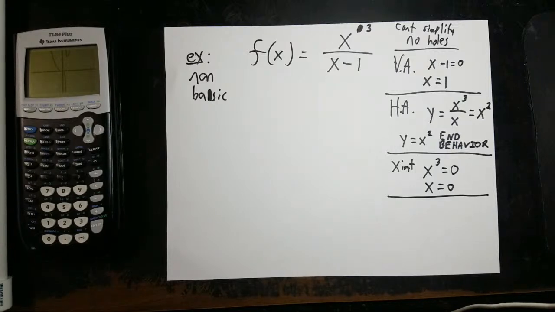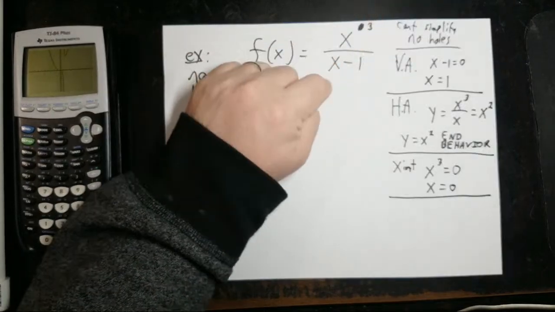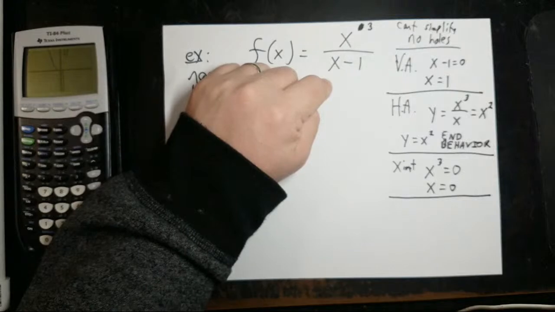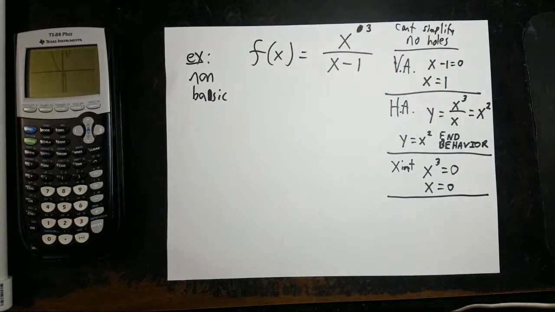Let's recap exactly what just happened. Don't be scared. Nothing can simplify. You can try to factor, but you can't. Since you can't, no holes.